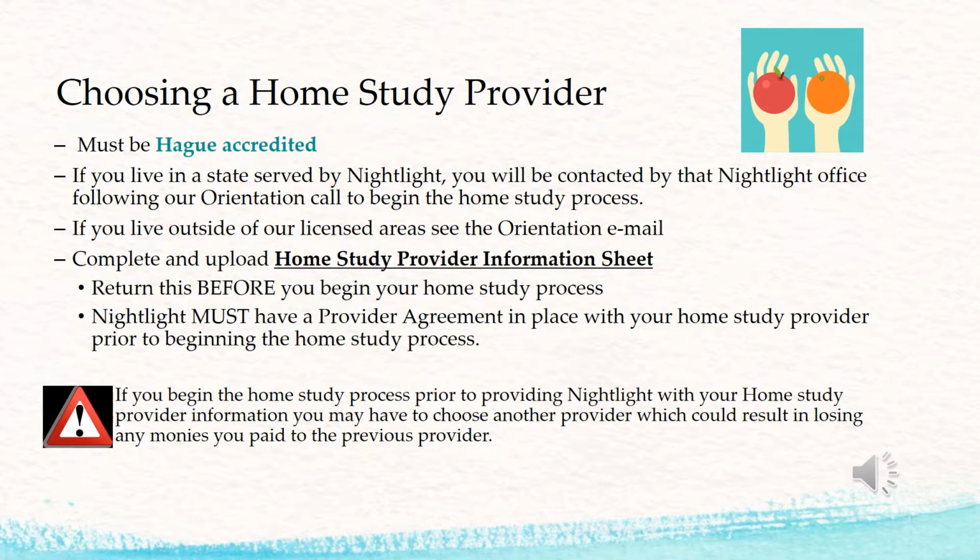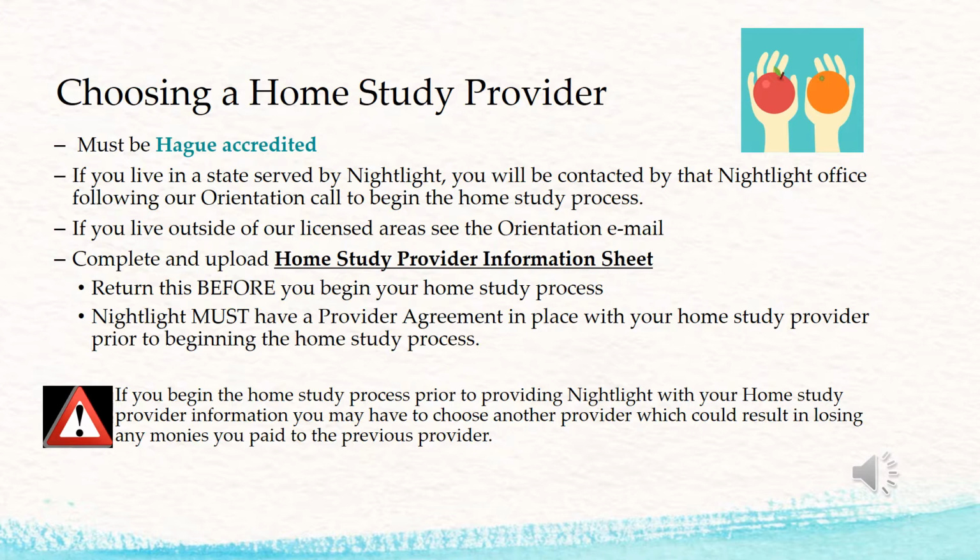If you live in a state served by Nightlight, you will soon be contacted by that office to begin the home study process. If you do not, there is more information to help you locate a Hague accredited provider within the orientation email. You can click on the link where a list of Hague accredited home study agencies are listed by state, or you may contact me at jordan@nightlight.org, and I can also give you the names of agencies that we have worked with that are on our preferred provider list.